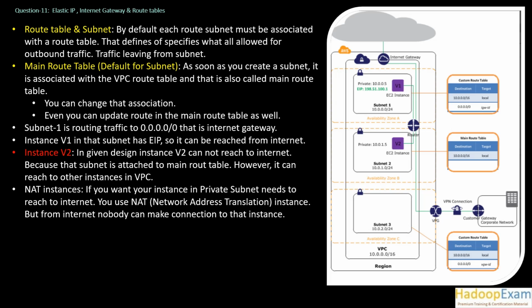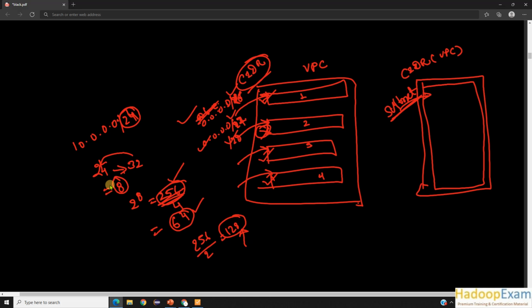So let me go here. Now you need to again understand routing, subnet, VPC, and main route table, these concepts, correct? The same image I have copied from that question to here. So let's discuss this route table and subnet. By default, each subnet must be associated with a route table. As we discussed in the previous question as well, correct? Whenever you create a subnet, basically, let me draw again.